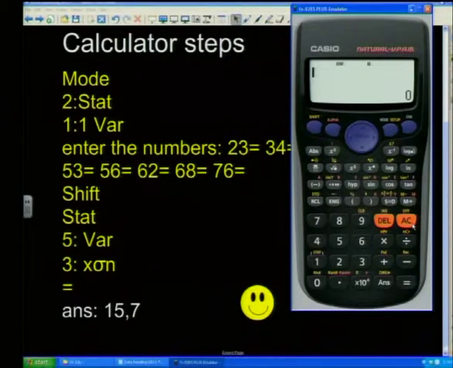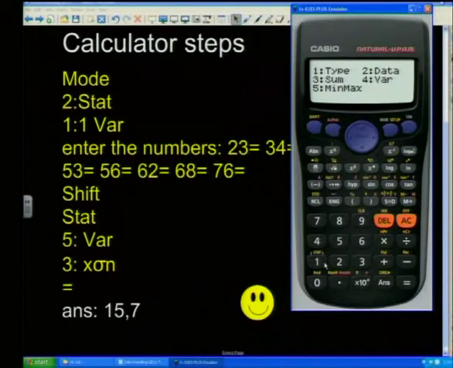All right, we want to find out what the variance is. So we go Shift, and you see on your calculator button 1 says stat, you hit that, and then you come up with all these different things that you can use. So 1 says type, 2 data, and so on and so on. We're interested in the variance, so we're going to hit key number 4.